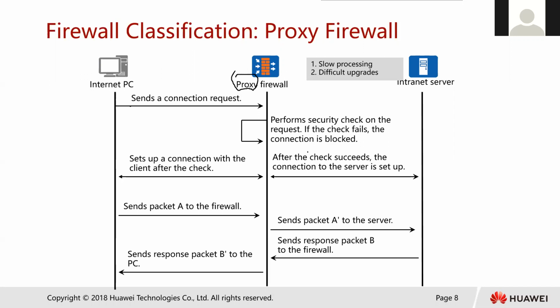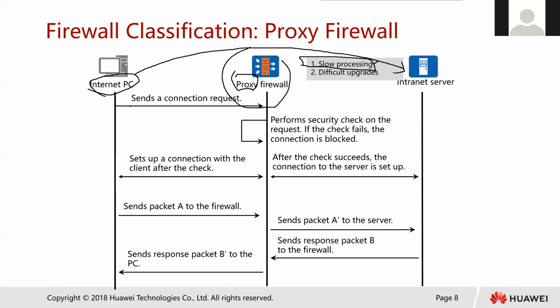So these are the advantages, but it also has some disadvantages. Firstly, slow processing. Why is it slow? If we don't have a proxy firewall, the internet PC can establish a connection with the server directly. But if we have a proxy firewall, the internet PC first needs to communicate with the proxy firewall, and the proxy firewall then communicates with the server, and only then can the PC communicate with the server. So this becomes slow processing.